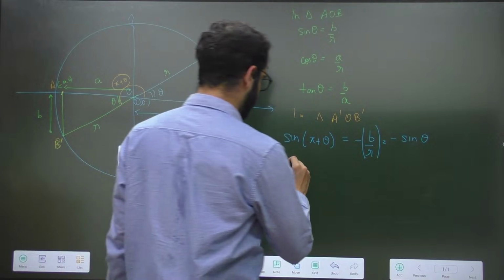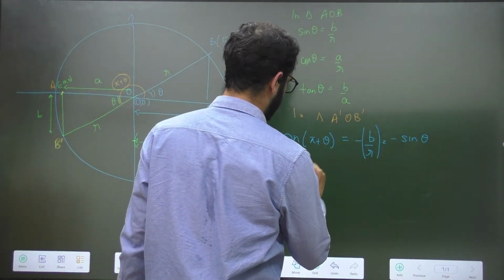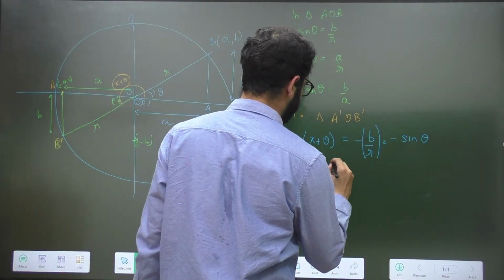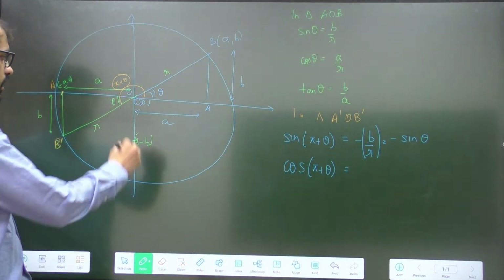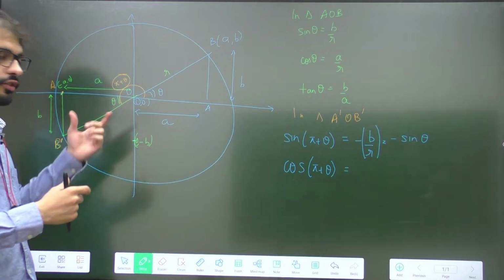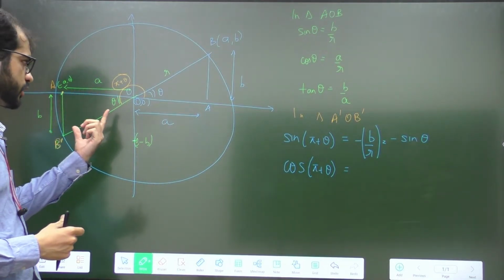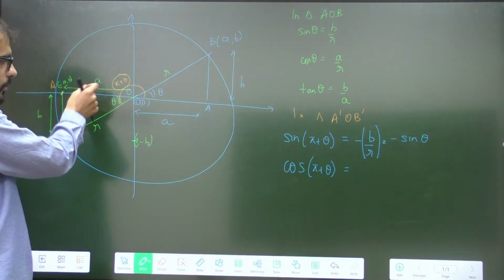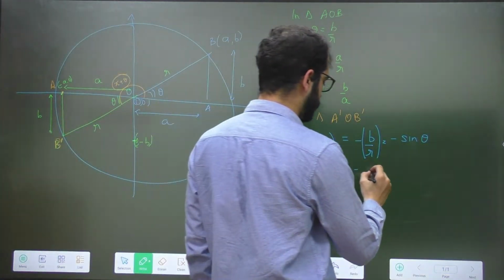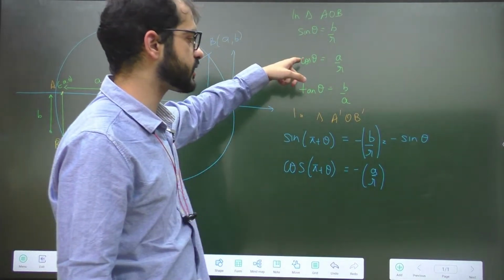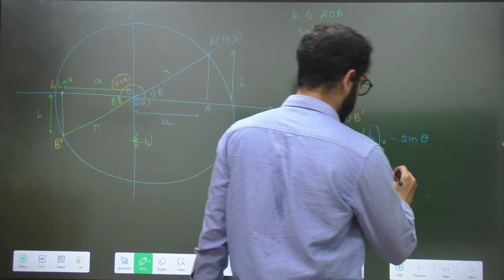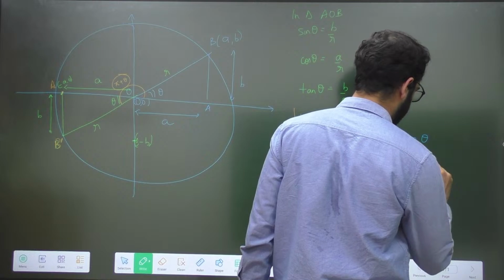In the next case, we are going to talk about cos of pi plus theta. Cos is the ratio of horizontal component to the hypotenuse. The horizontal component is minus a and the hypotenuse is going to be r. As we just saw, a upon r is cos theta. So I'm going to write it as minus cos theta.